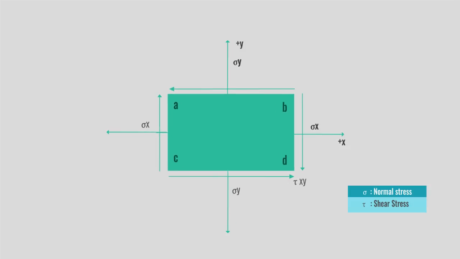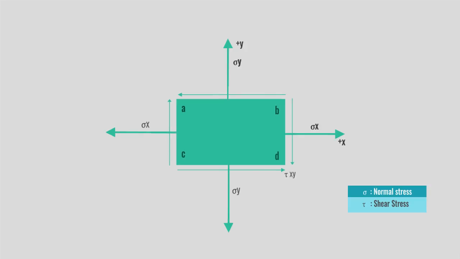Now look at here. To define the normal stress, we must notice whether the sigma x or sigma y lines are away or closer from the plane. If they are away from the plane, the value will be positive. But if they are closer to the plane, the value will be negative.